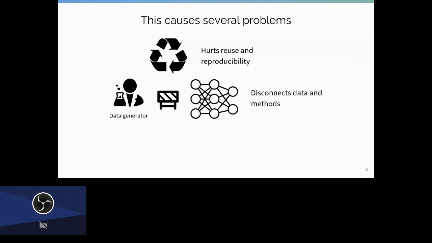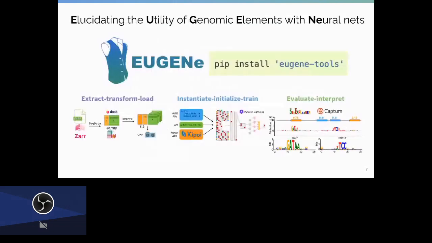This in turn causes several problems for both tool users and developers. It hurts reuse and reproducibility, leading to less trust in our models. It creates a disconnect between those who generate the data and the methods and models that can extract insights from this data, and it just plain slows down research. So all this motivated us to develop an open source Python package called EUGENE, or elucidating the utility of genomic elements with neural nets.